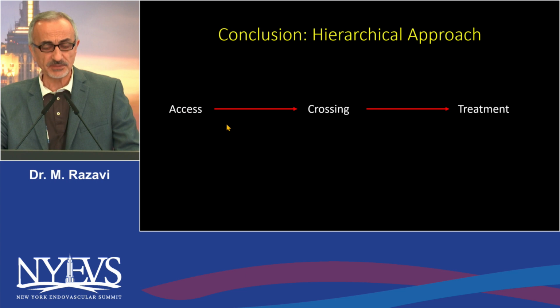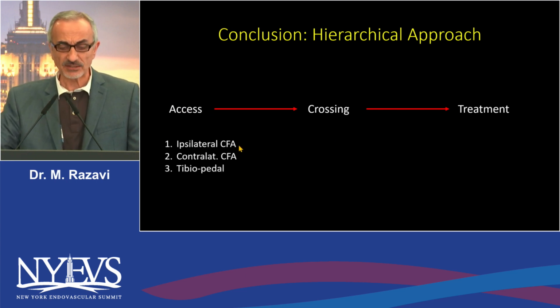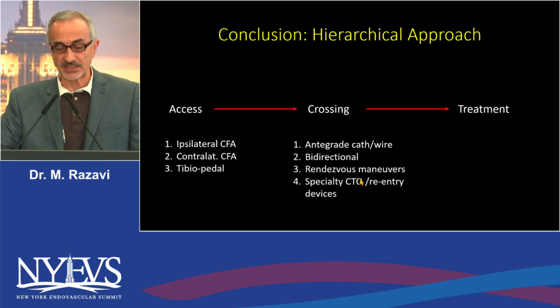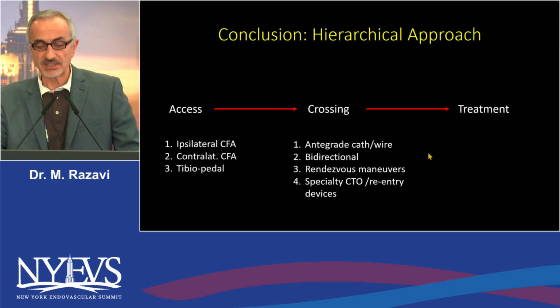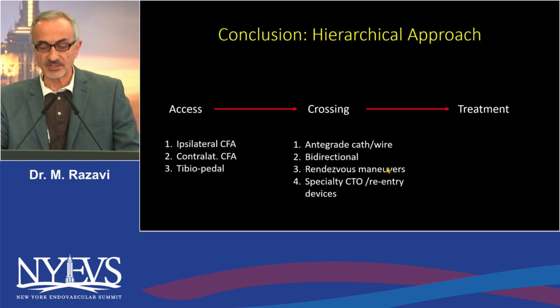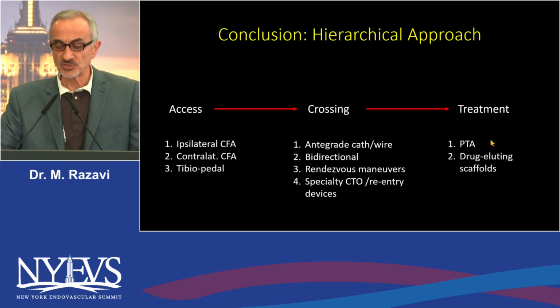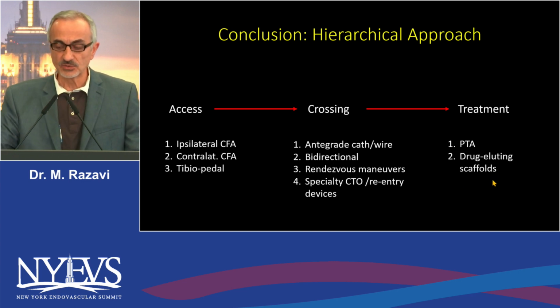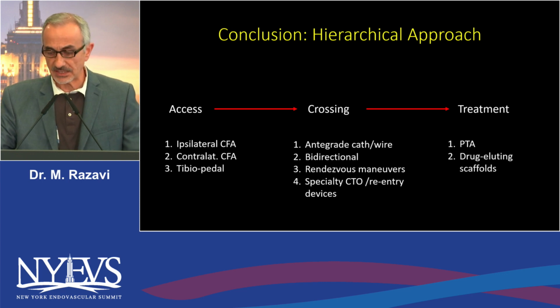So in conclusion, we take a hierarchical approach. In terms of access, ipsilateral common femoral is our first choice, contralateral with tibio-pedal access as needed. In terms of crossing, antegrade catheter wire, frequently bidirectional, and then you use a variety of rendezvous maneuvers to get through. Specialty CTO reentry devices are our last option if any of these don't work. In terms of treatment, angioplasty and, in our lab, drug-eluting scaffold are very common. We use it in about half the patients that we treat below the knee.